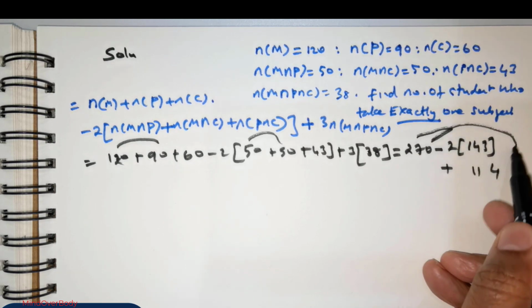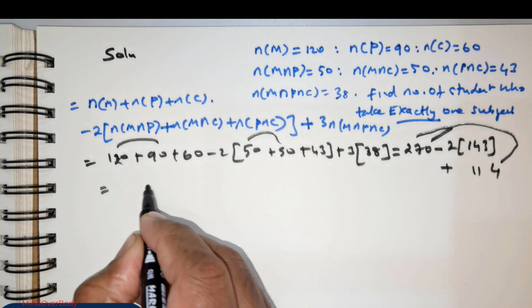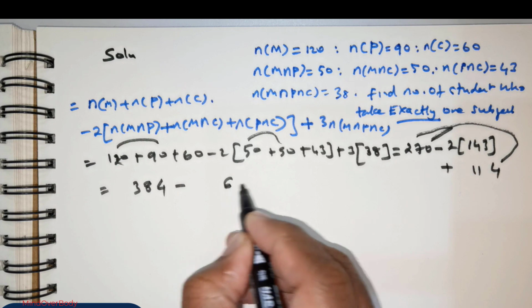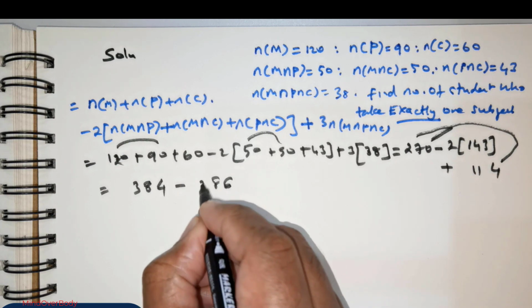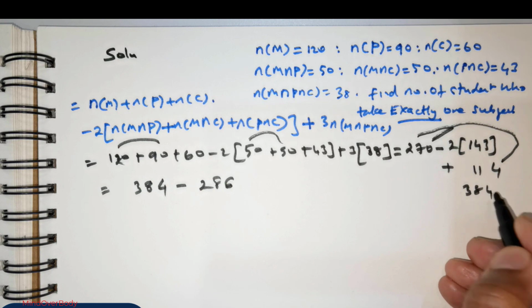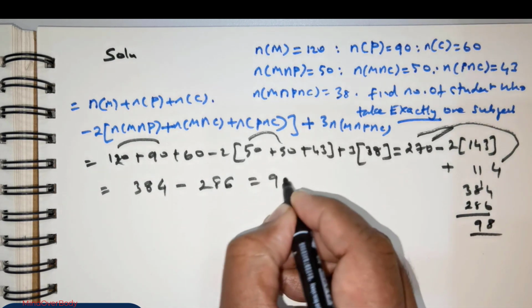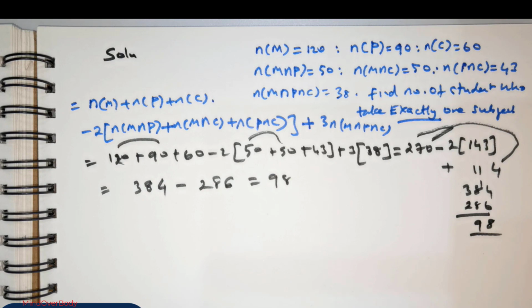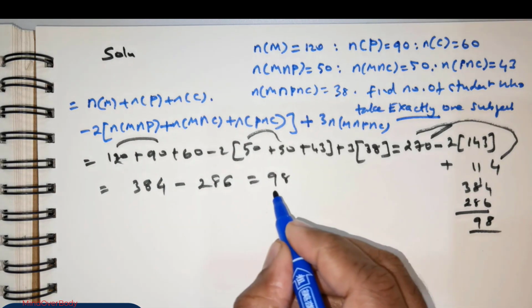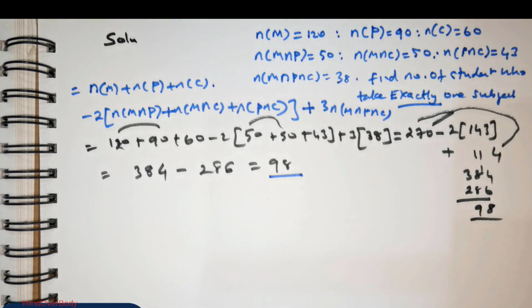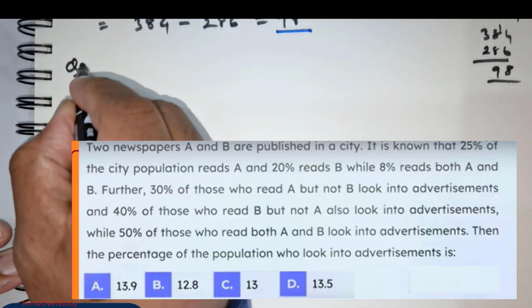So I'm going to add these together. The final answer is 98. So the total number of students who take exactly one subject is 98, and that is a nice way for us to move on to the next question. So this is the next question, students.